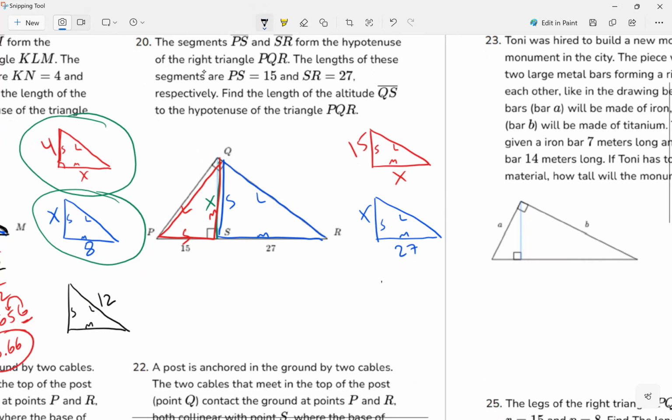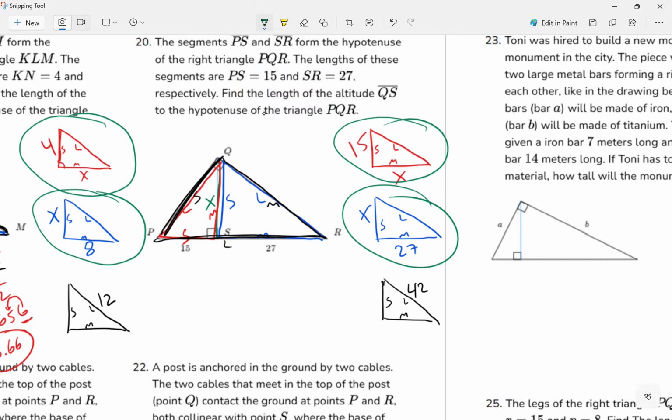Now the big triangle, I'm going to draw it in black. I need to find the small, medium, and large. So the small side, I don't know. The medium side on the black, I don't know. Now the large side on the black is 27 plus 15. What's that? Let's see, 37, 42. So the large side is 42. The two triangles I'm going to use are these two because I know the small and medium side of each.